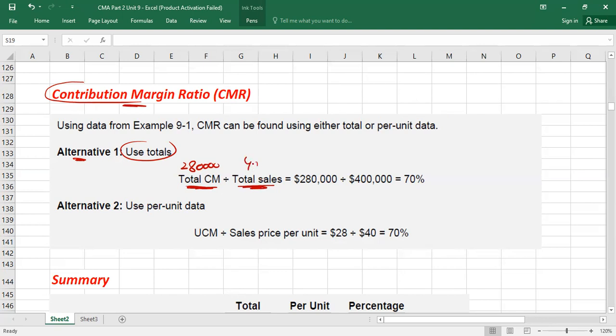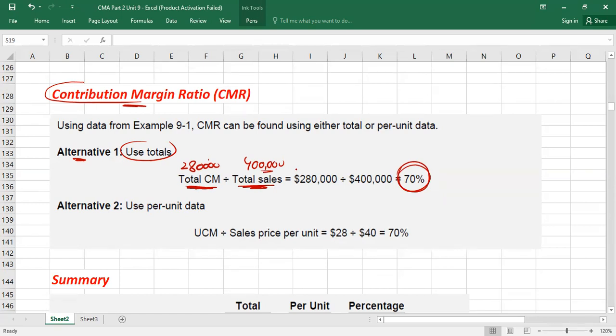Total sales in my income statement is 400,000, and I can multiply by 100 to get the contribution margin ratio. It is going to be 70%. So what does it mean? It means your contribution is 70% of sales value. This is called the contribution margin ratio.